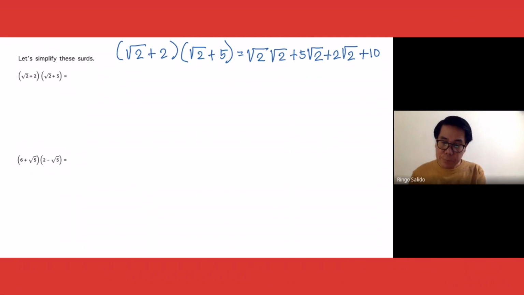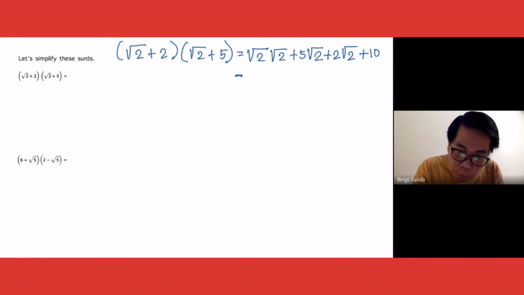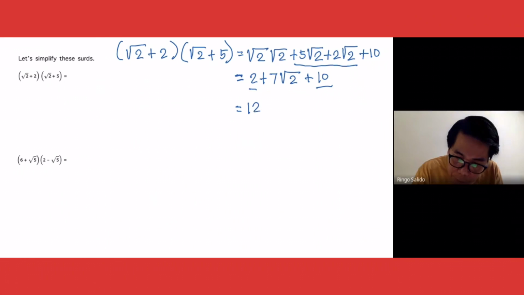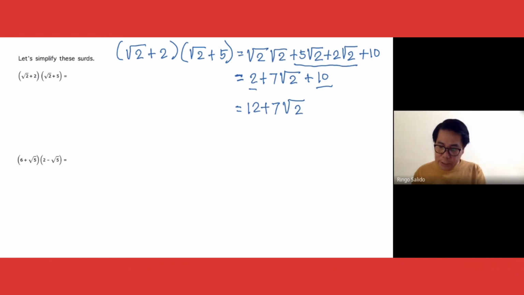Now let's tidy up. Root of 2 squared is 2. And then combine these like terms: plus 7 root of 2 plus 10. Then combine the 2 and 10 to make 12 plus 7 root of 2. So that is the answer for the first one.